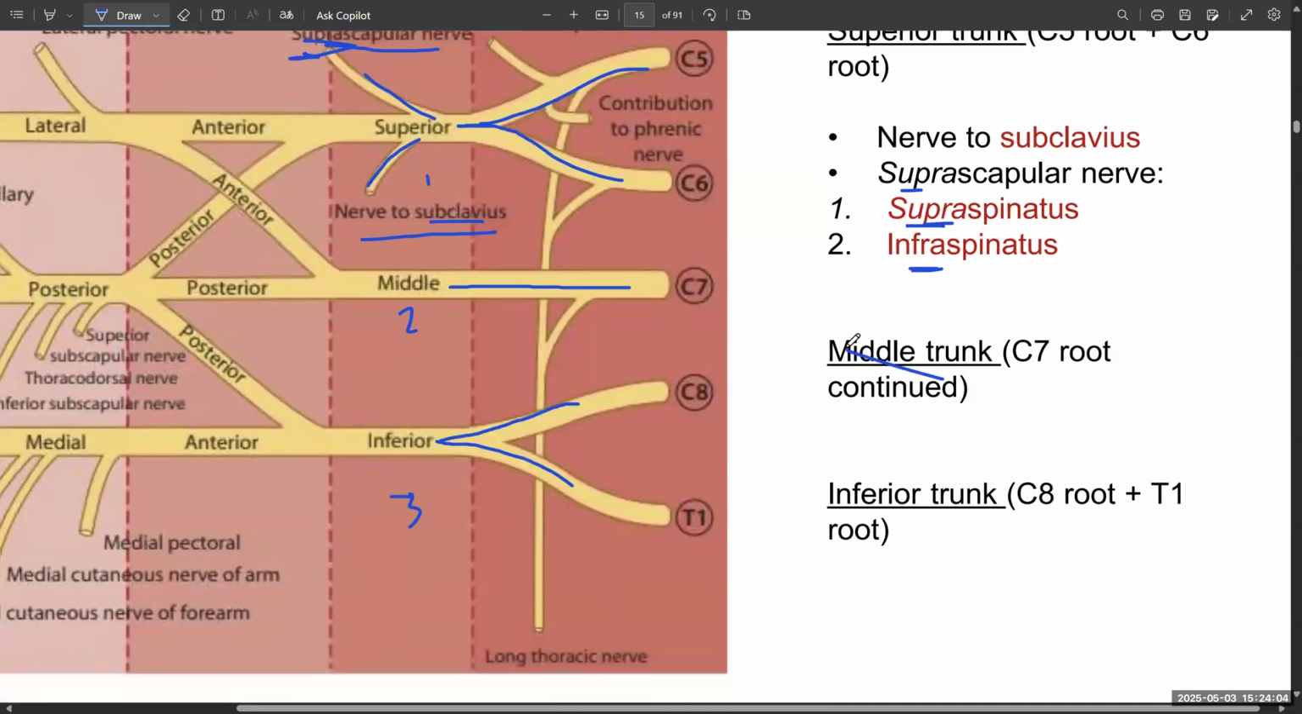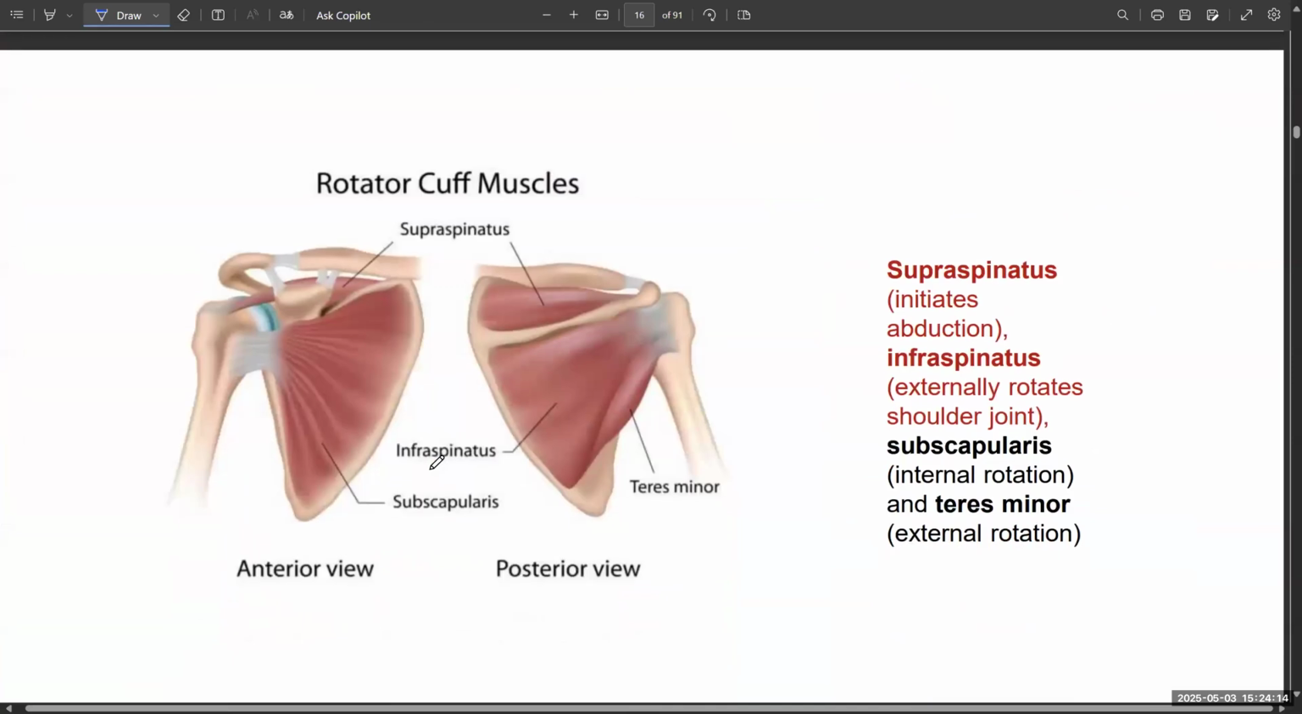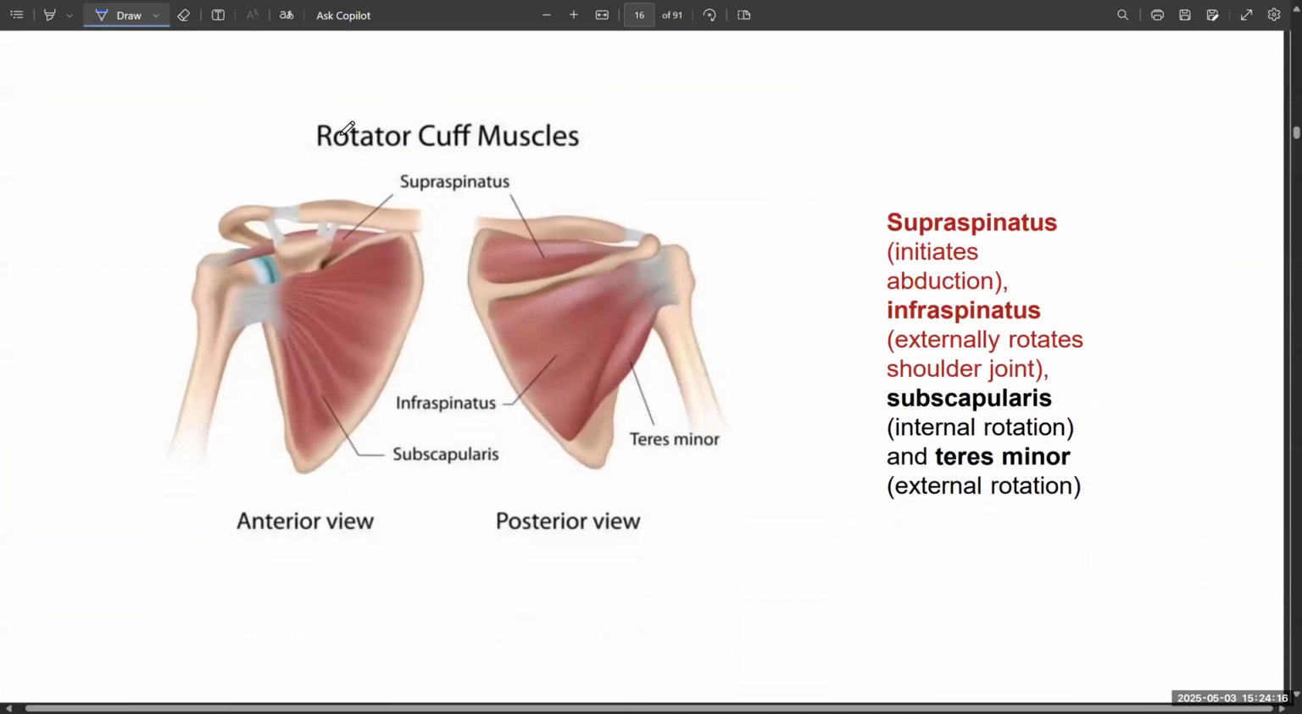Middle trunk has no branches. You can see there's no branches here. Inferior trunk also has no branches. So that's great. Moving on. I'm sure you guys took this in OSPE. If you didn't, you will.